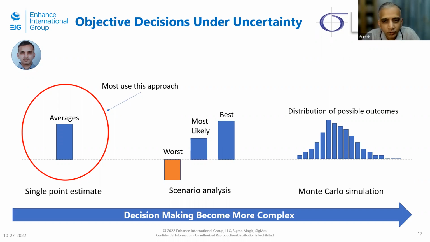For example, if you have a project that you're going to be working on, you calculate the NPV and you get it as, let's say, 100K. Should we invest or should we not invest? So this is a single point estimate for making a decision. And what it doesn't tell us is what's the probability of having a positive NPV. We just don't know with a single point estimate.